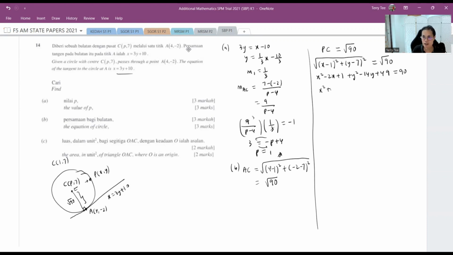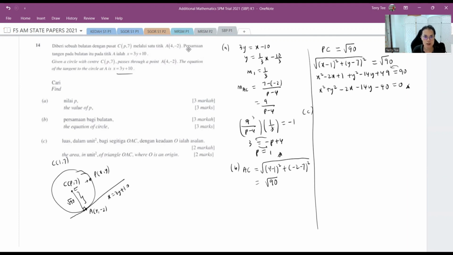Okay, let's simplify this further. x squared plus y squared minus 2x minus 14y. 1 plus 49 is 50. 50 minus 90, you bring 90 over, you're left with minus 40. So there you go. Your equation of this circle is x squared plus y squared minus 2x minus 14y minus 40 equals 0.